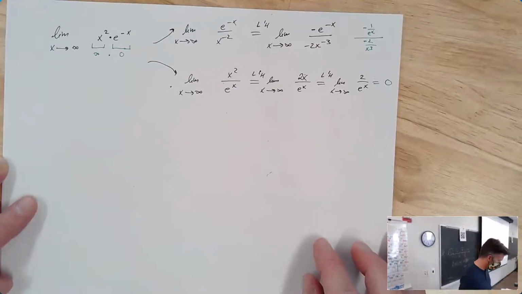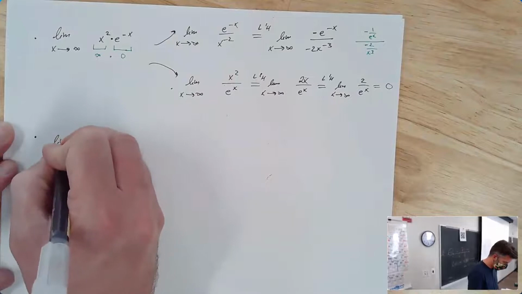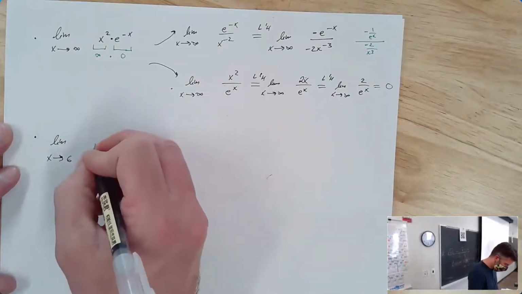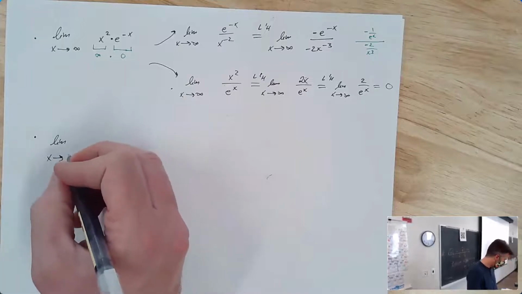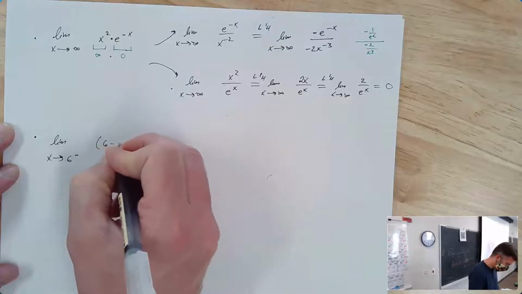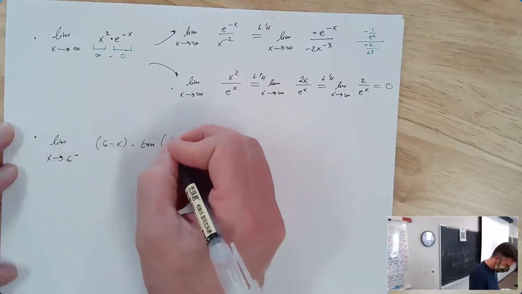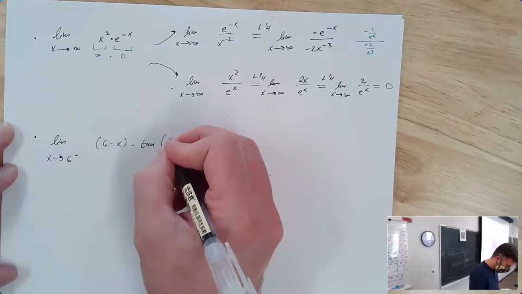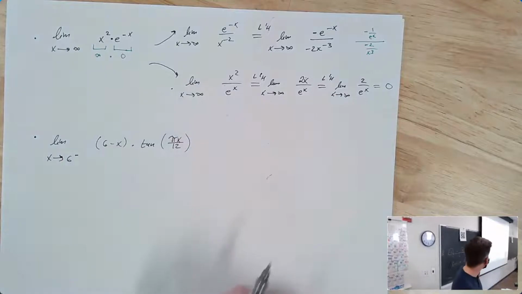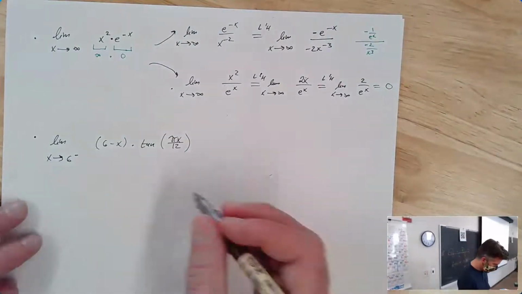Let's look at another one. Something like the limit as x approaches 6 from the left of 6 minus x times tangent of pi x over 12. Feels a little convoluted. Well, let's take a look.